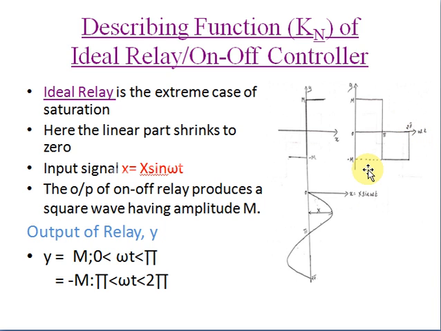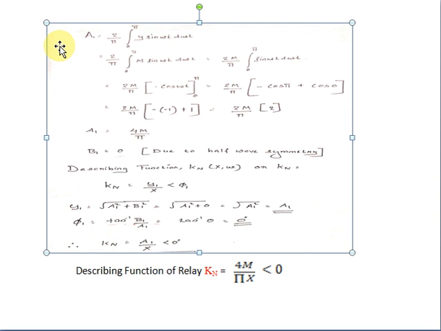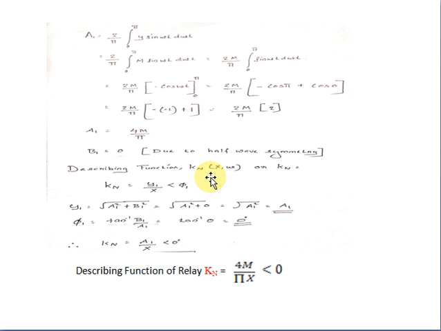Next, we need to find the describing function. For finding the describing function, we know that y1 is equal to root of a1 square plus b1 square. So first find the value of a1. a1 equals, the general equation is a1 equals 2 by 2 pi into integral 0 to 2 pi y sin omega t d omega t.